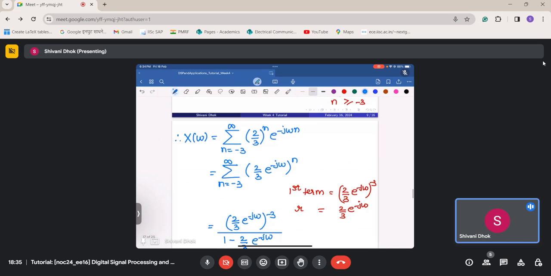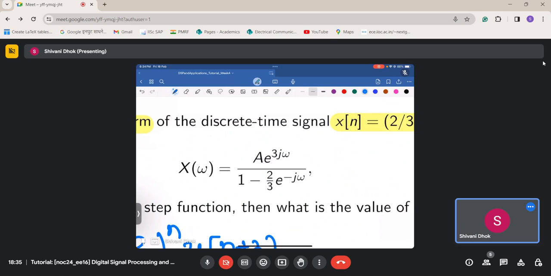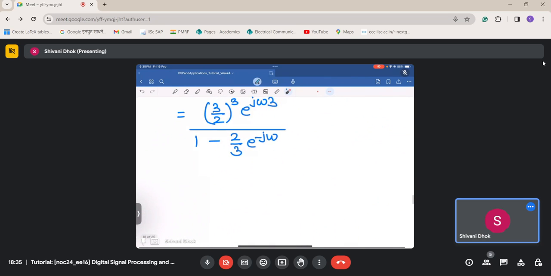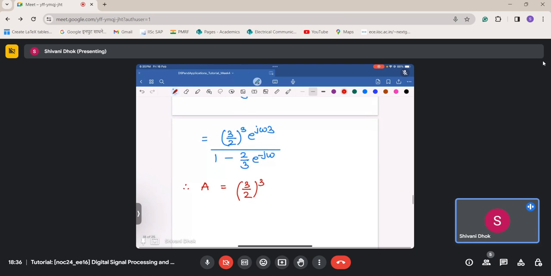So if we compare it with this form which is given here, what we have obtained is the value of a as 3 by 2 to the power 3. So therefore this a is equal to 3 by 2 to the power 3. Okay, any questions till this point?